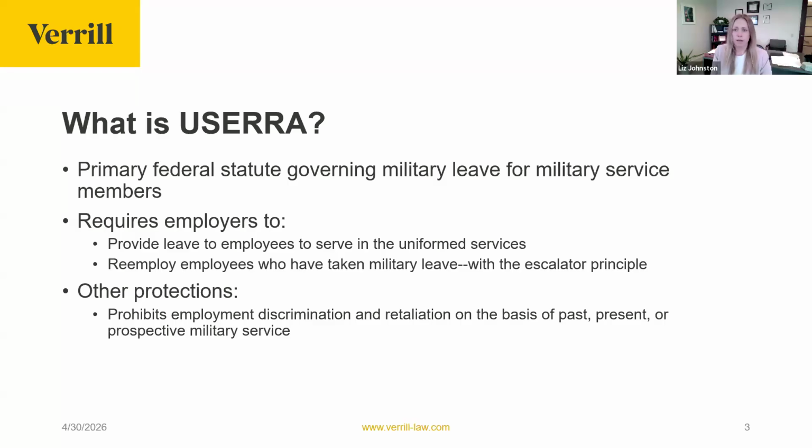But if you have an organization with employees in other states, you will want to be aware of what state and local obligations will apply to employees there, in addition to those imposed by USERRA.